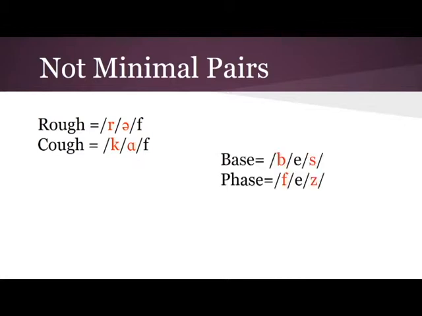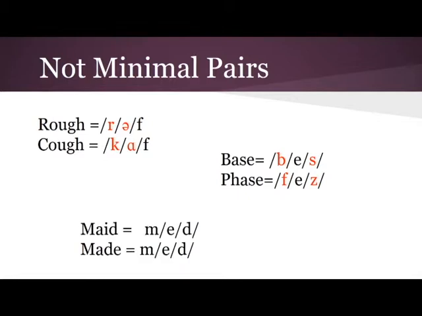The same thing goes with the next set of words, bass and phase. The letters are almost all the same in both words. The first phonemes are different, and even though the words end in A-S-E, they are different phonemes. The ending of bass is the S sound, and the ending of phase is the Z sound. These are not minimal pairs because they differ in more than one phoneme.